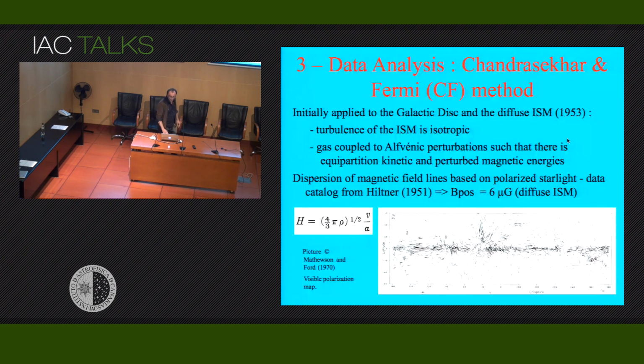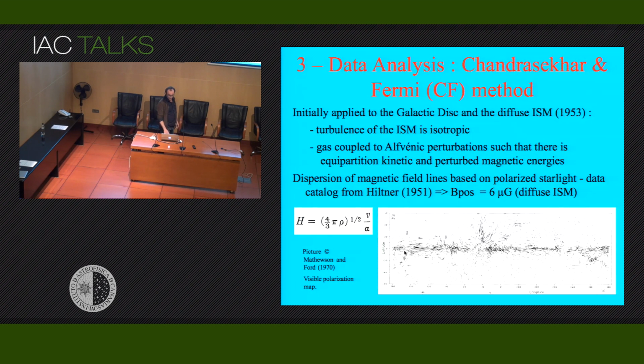So one method we can use for analyzing such maps is a method developed by Chandrasekhar and Fermi in 1953. The basic idea was that here we've got a view of the galactic plane, and all the pseudo-vectors are polarimetry data obtained in the visible, so on stars, by absorption of the light by the aligned dust grains, and it gives us information about the magnetic field in the galaxy. So this is a map of the structure of the field as seen in the diffuse interstellar medium.